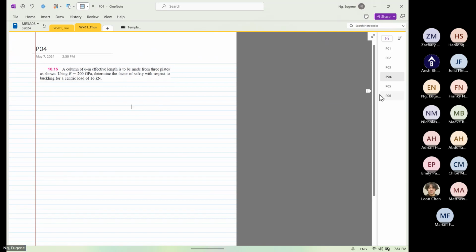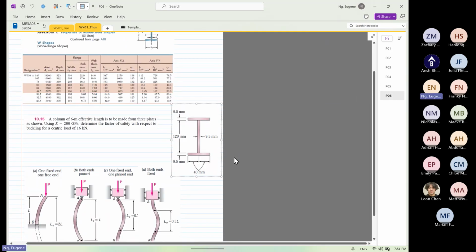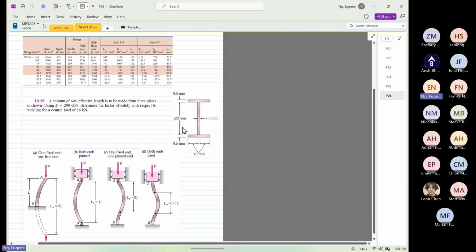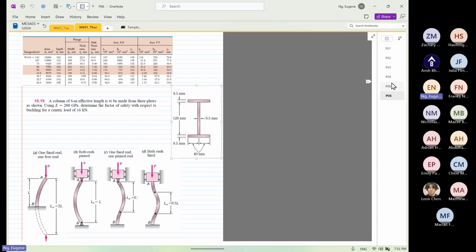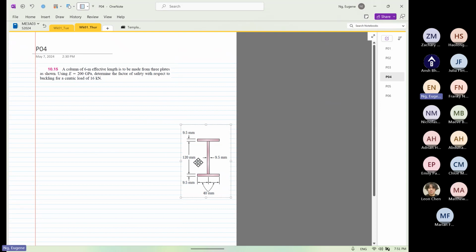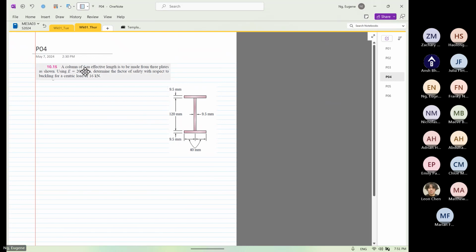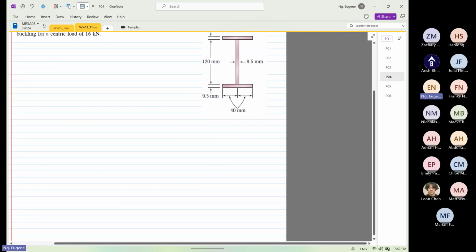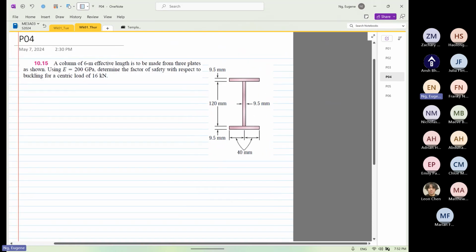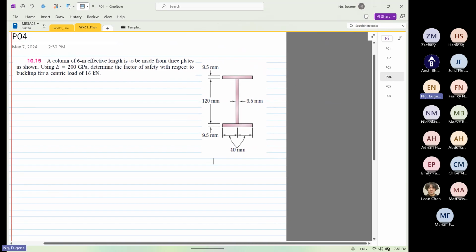As I said, it looks innocent, but it's not. So coming to here, what you see is the cross-sectional view.